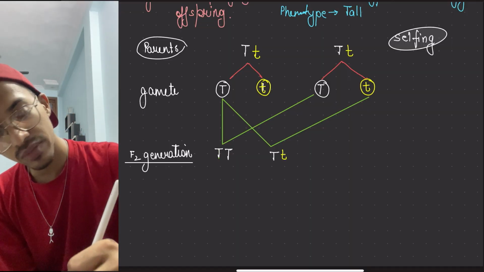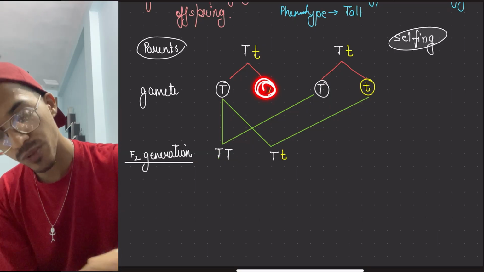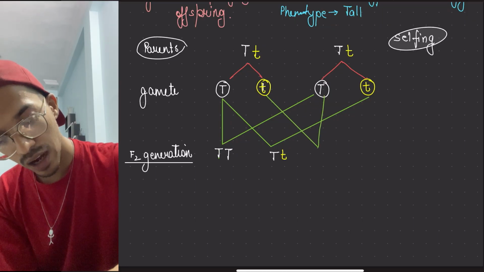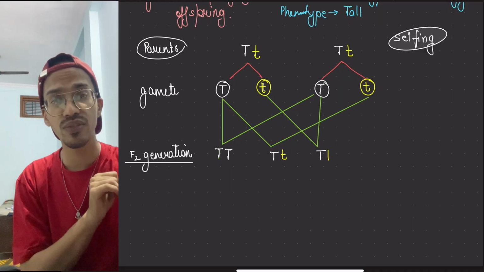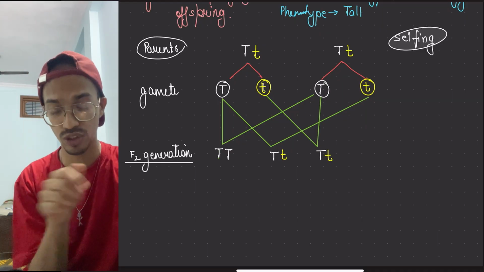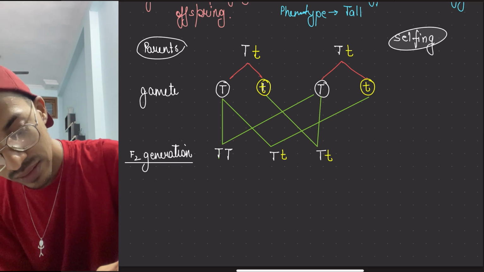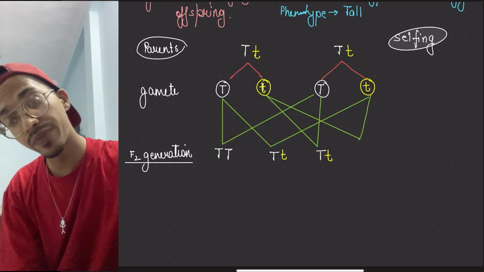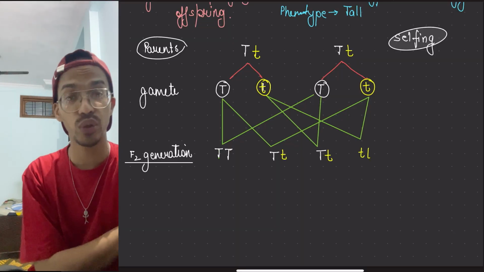Then the next one also has an option. It can go with this one, and if it does, a capital T and a small t form, so again a hybrid will form, hybrid in terms of genes. The last one can go with this one, which means there is a chance of forming a recessive true line plant also.